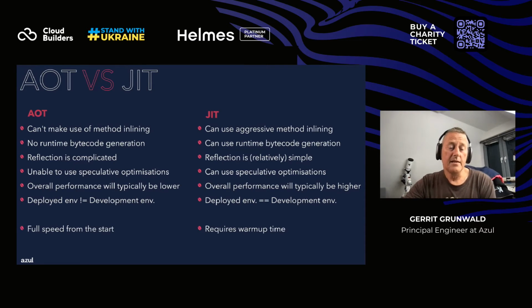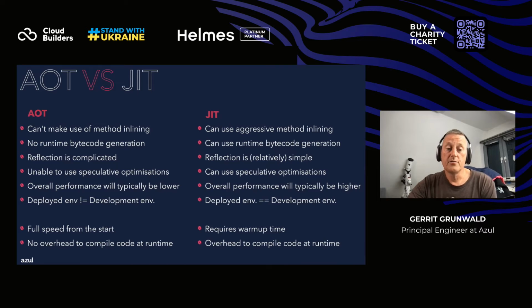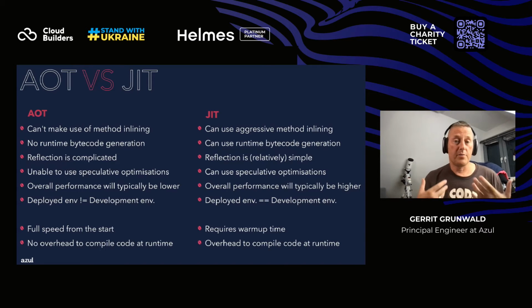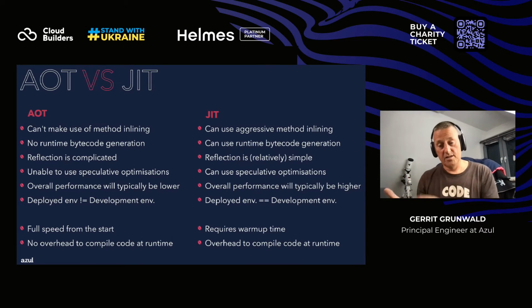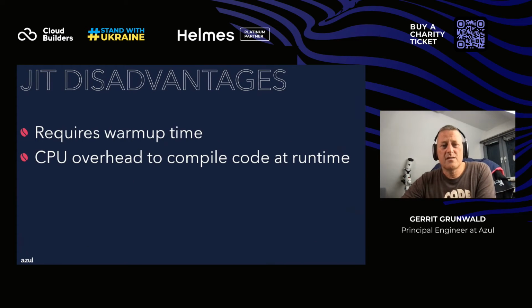On the other hand, if it runs, you have full speed from the start, where the JIT needs warm-up time, and you don't have any overhead to compile the code at runtime, where the JIT needs this overhead in the beginning for compilation, optimization, and all these kind of things. Okay, so the JIT disadvantages are probably it requires warm-up time and the CPU overhead to compile code at runtime, right? This is not really the good parts.